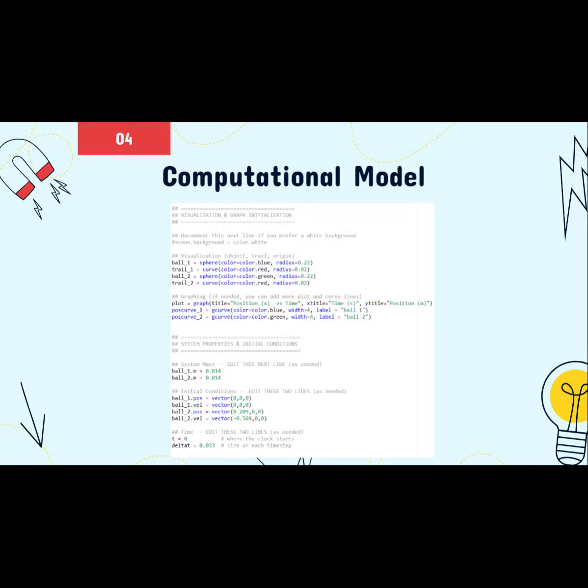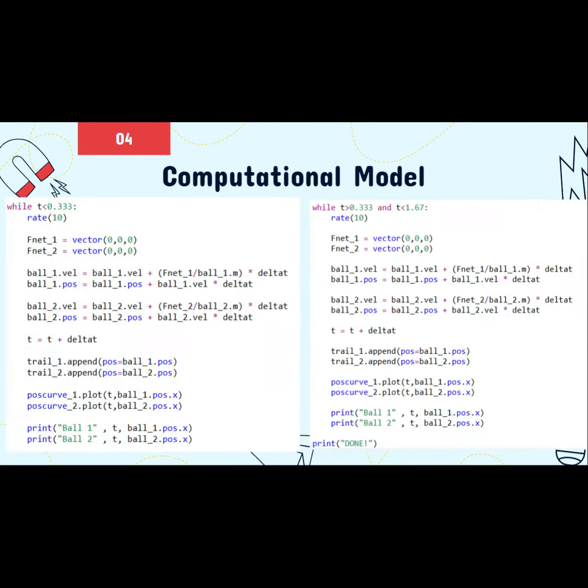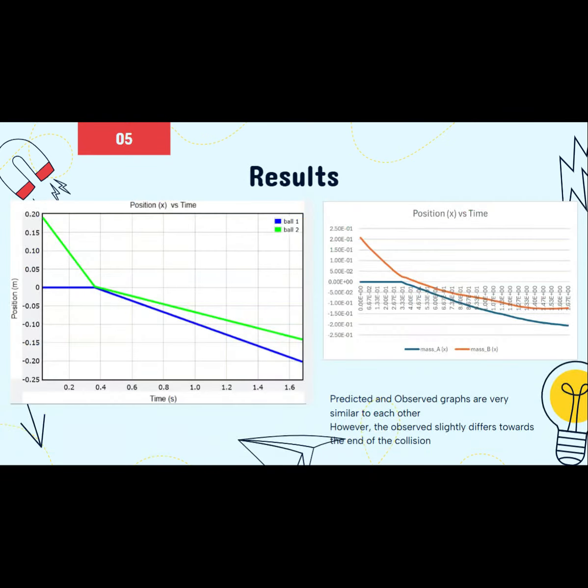So here's our computational model, where we put our initial conditions in. We put in our ball 1 and ball 2 masses. We also put in the initial position and velocity values for both. This is the main part of the code, which is the while loops. We have a while loop before and after the collision. Before the collision, it goes up to 0.333 seconds, and after the collision, it goes up to 1.67 seconds. We'll be using our position and velocity update formulas in these while loops.